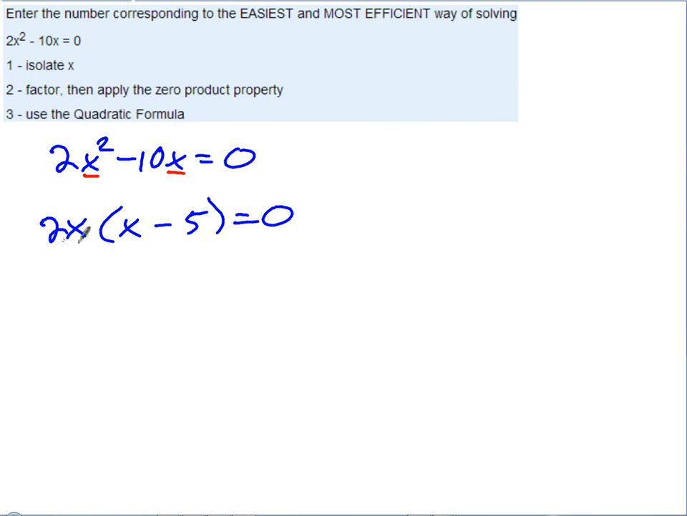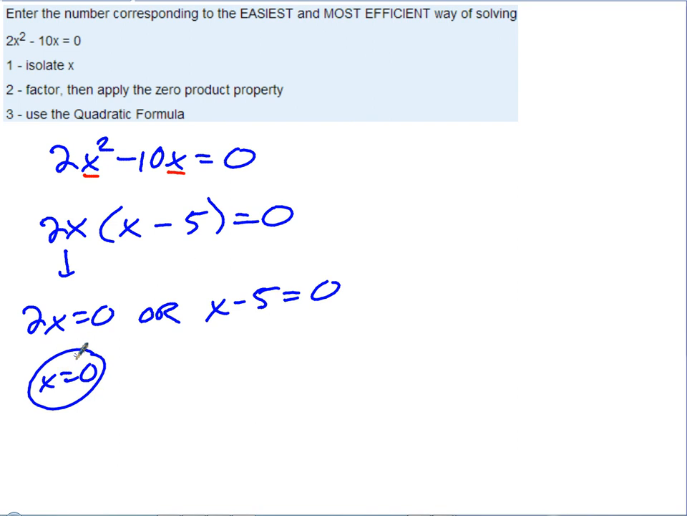Now, solving this is an absolute piece of cake because I've got my two factors. There's the first factor, there's the second factor. All I have to do with the zero product property is set those equal to 0 and solve. So either 2x equals 0 or x minus 5 equals 0. And this one's pretty simple: x equals 0 is the solution from that one.